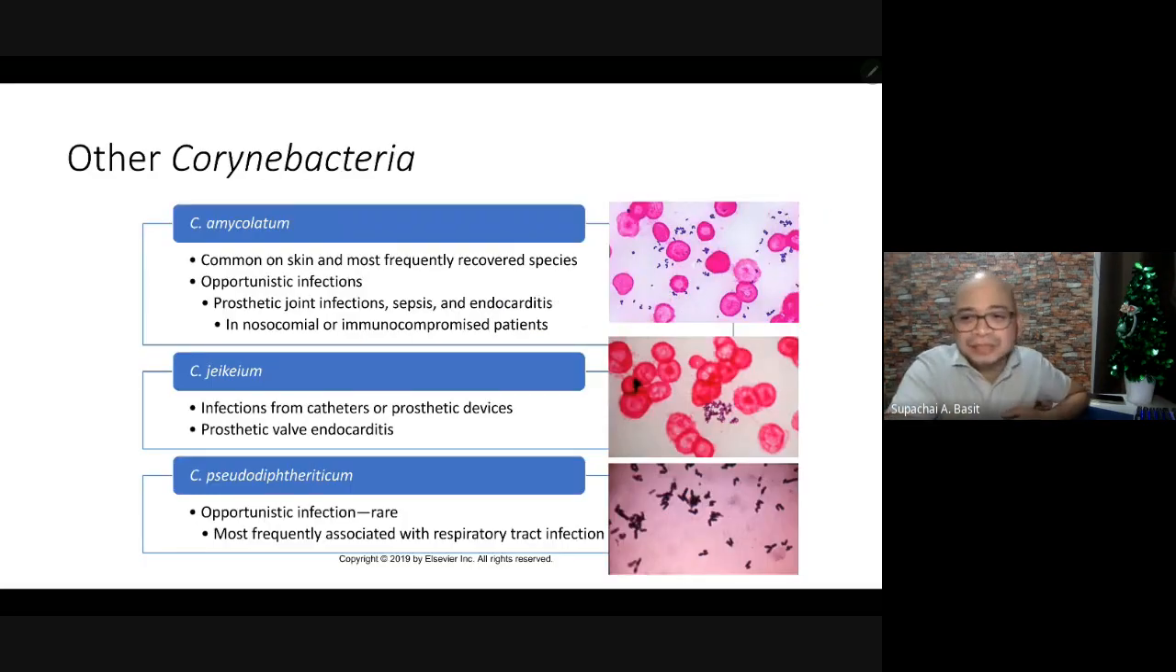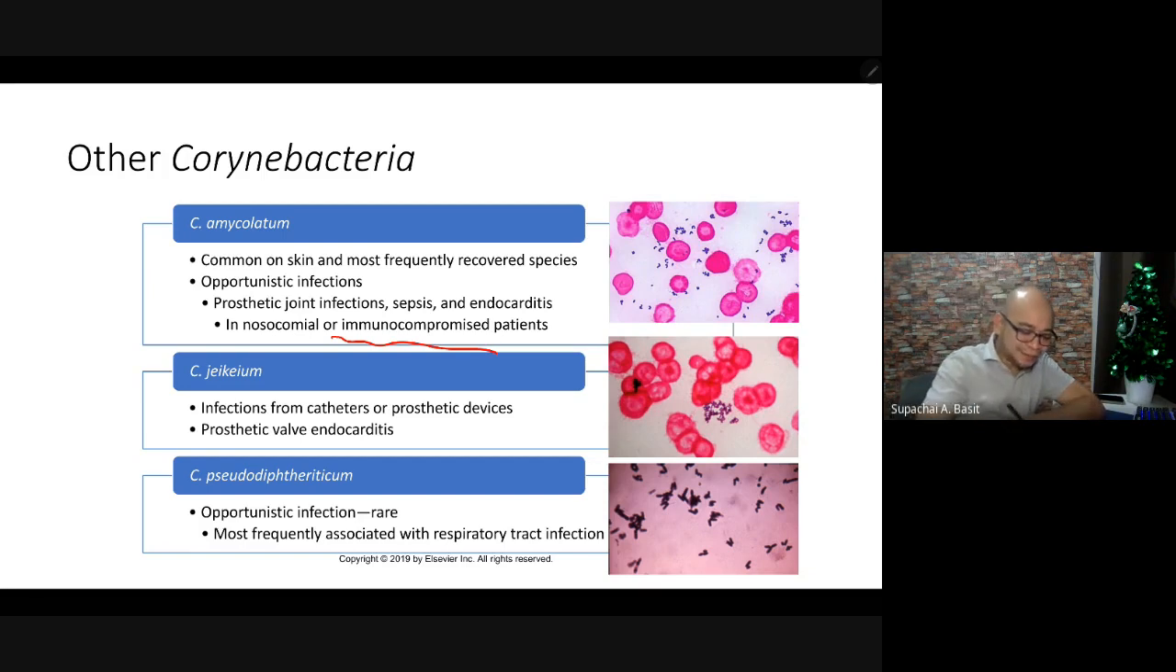So there are other species of Corynebacteria. One of them is Corynebacterium amycolatum, which is common on skin and the most frequently recovered species. It is an opportunistic infection which can infect our prosthetic joints. It may cause sepsis and endocarditis. It is seen as a nosocomial, meaning hospital infection, and it may be an opportunistic infection for patients who are immunocompromised. And then we also have Corynebacterium JK.